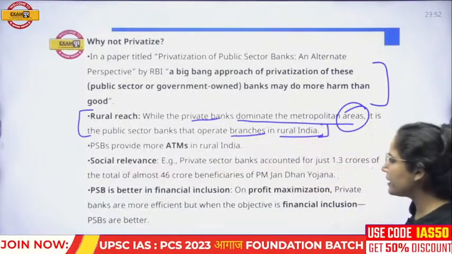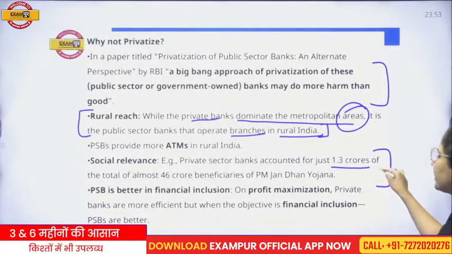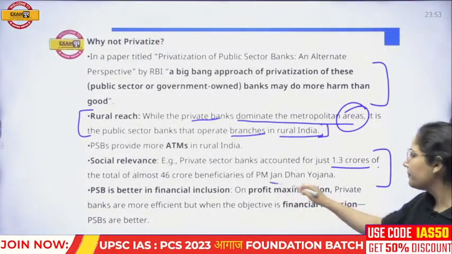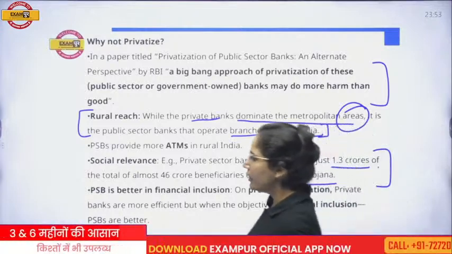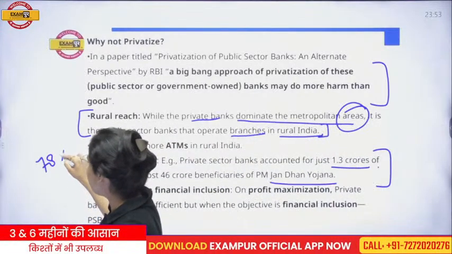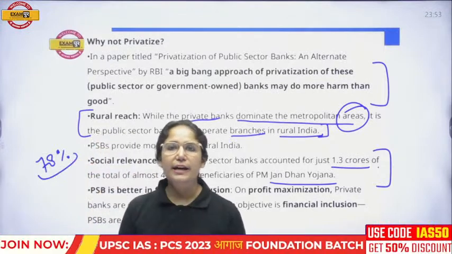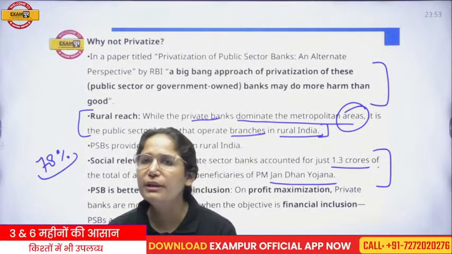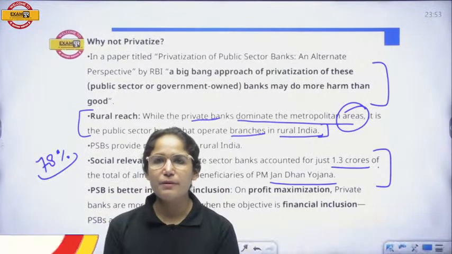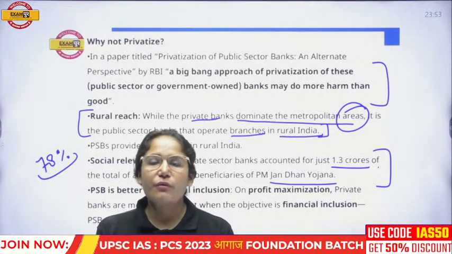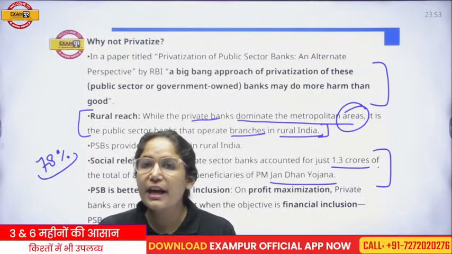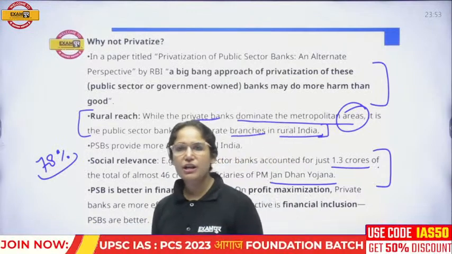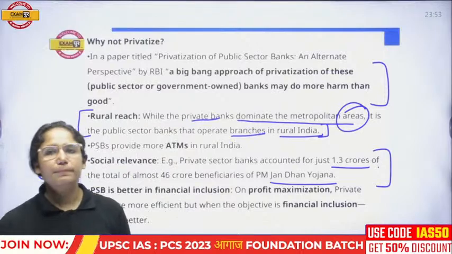So next is all about social relevance, accounting for 1.3 crore of the almost 46 crore beneficiaries. PM Jan Dhan Yojana, I told you in the last session, 78% of the account holding we get to see in the public sector. So how can we appreciate the private sector part? If we have to accommodate any program, or establish any policy in favor of welfare, which should aim at inclusivity, we can only do so by association with the public bank, but not the private bank.